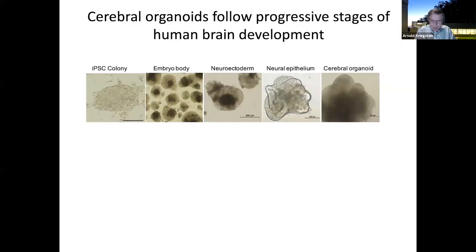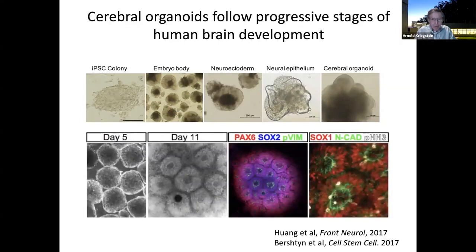And those are the protocols that most people use. We've used several different protocols in our lab. They all give similar results. And this just shows some of them in histological detail. As they aggregate, they form these rosettes, which are essentially little ventricular, subventricular zones. And over time, they start producing neurons.